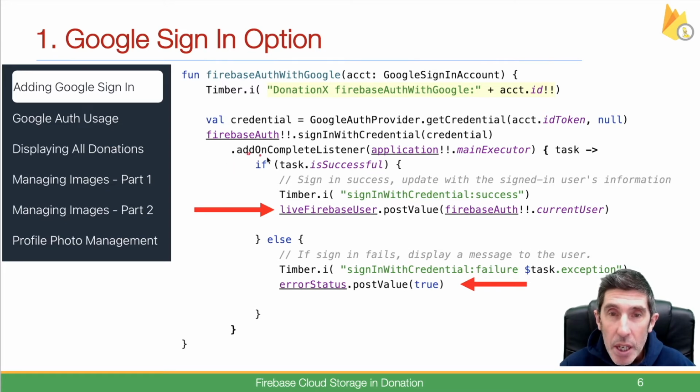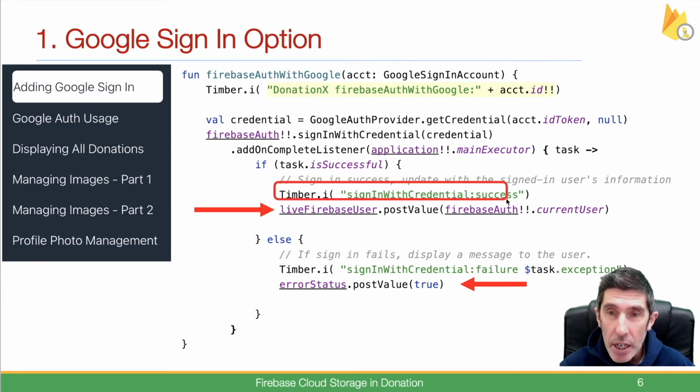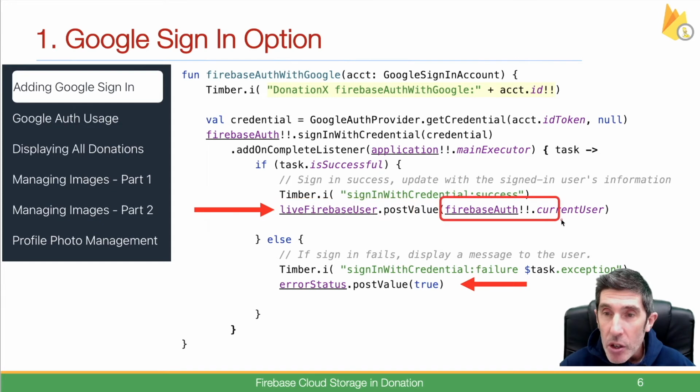So what we do is, that will return a task, this task instance. If that task is successful, that means that the sign-in was successful, and we update with the signed-in user's information. So all I'm doing here is just a little log to the console. Again, in a release version, we probably wouldn't want to have these in there, but we update our live Firebase user with that now Firebase auth current user. So our live Firebase user will now be tied to a Google user as opposed to that standard email password validation.